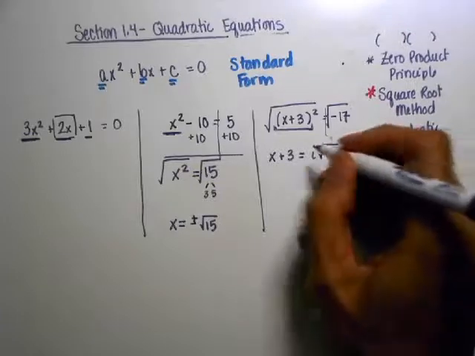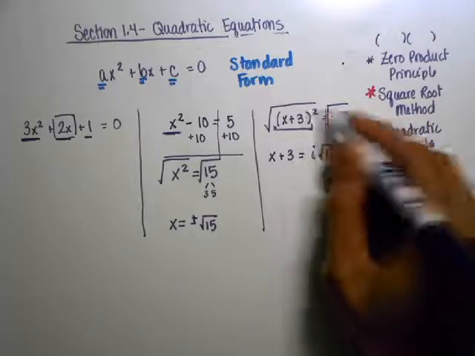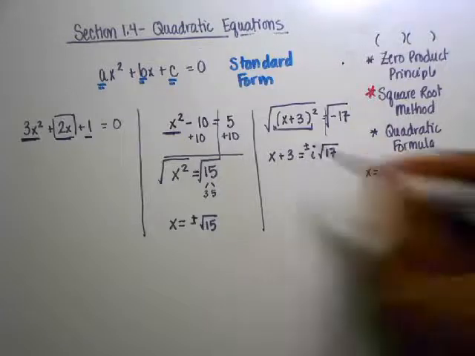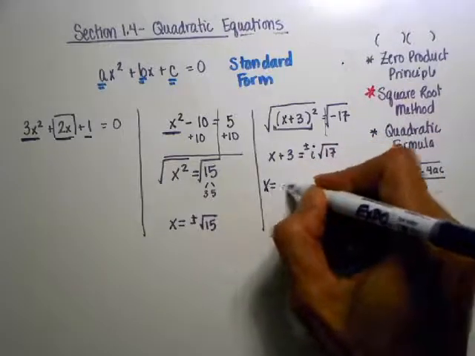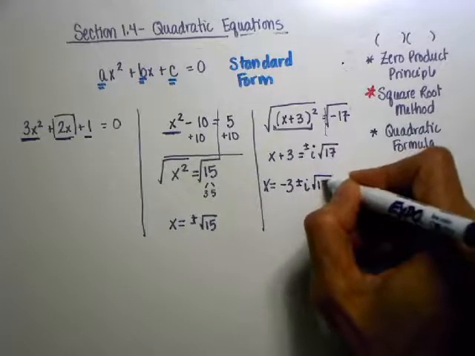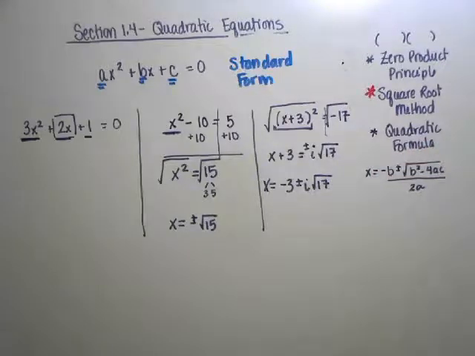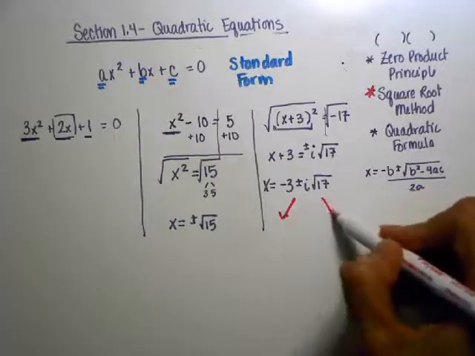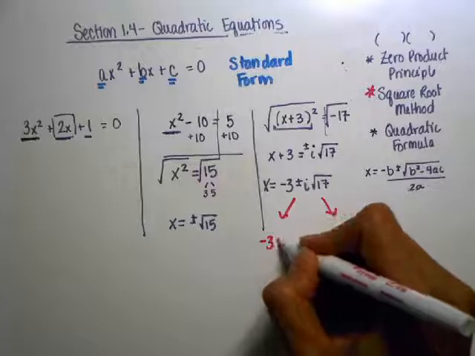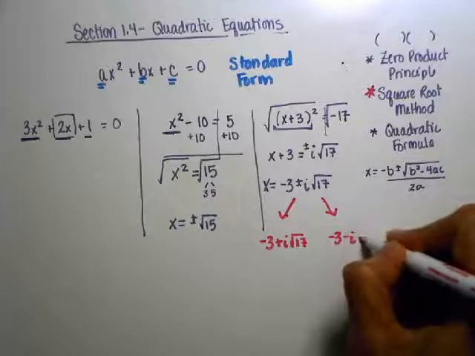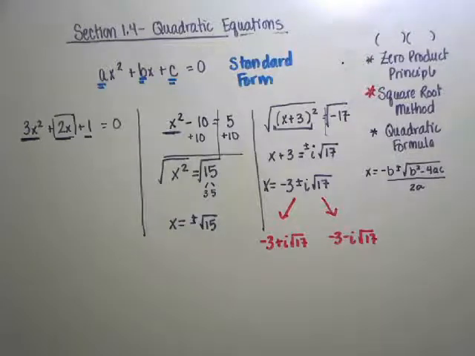Whenever I take a square root, I should get 2 answers. So I'm not done because in this case, the x is not by itself. The last thing I need to do is subtract that 3. So I'm going to get x is equal to negative 3 plus or minus i square root of 17. Again, similar to a couple examples ago, if this needs to break down to two answers, your 2 answers will be negative 3 plus i square root of 17 and negative 3 minus i square root of 17. And those are your 2 solutions to this quadratic equation.